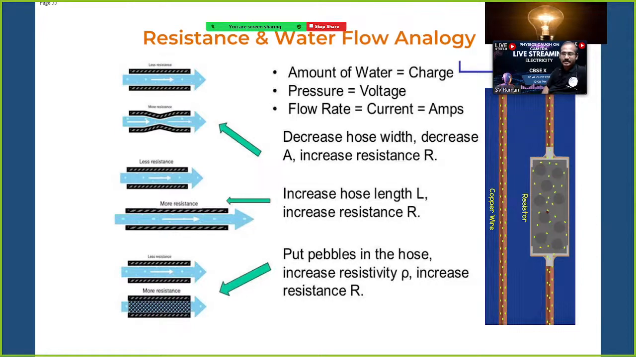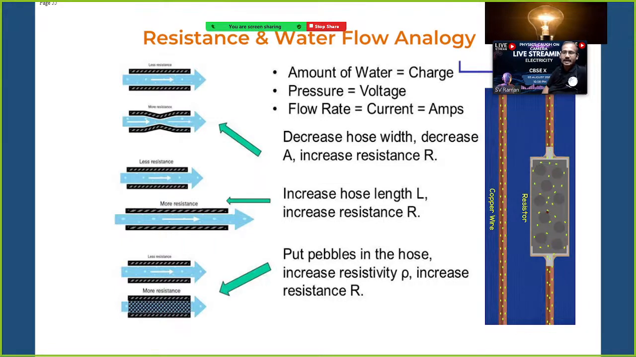Now you can see the second picture. Decrease the hose width. The pipe which was uniform before, now we pressed at the center. What happens? It decreases the area. Once the area decreases, resistance will increase. Yes or no? In the next diagram, the fourth one over here, we increase the pipe length. Once we increase the pipe length, what happens? Obviously, it can oppose the flow of charged particles more, which increases resistance.